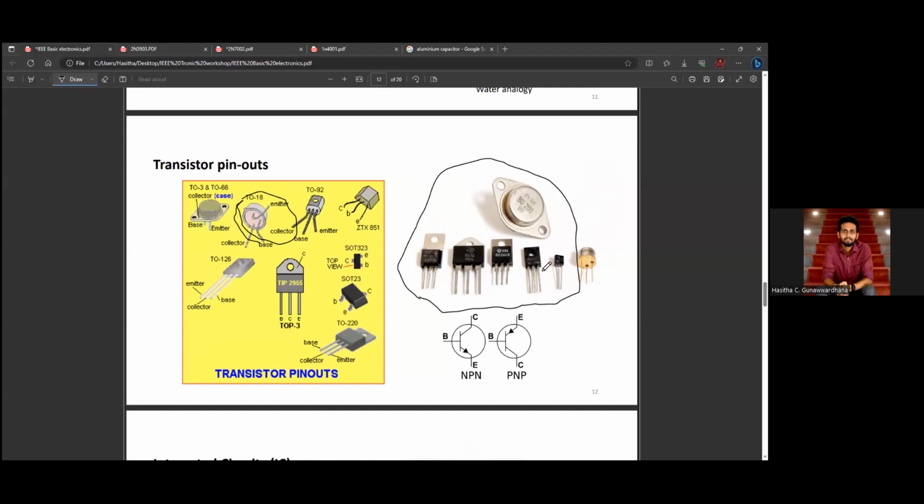The shape and form factor varies with the current flowing through the transistor. If a transistor is rated for a very high amount of current, like 5 ampere or 10 ampere, it will more likely look like this one, or a very large transistor like this one. If the current is in the 2 milliampere to 200 milliampere range, the transistor will most likely look like this type.